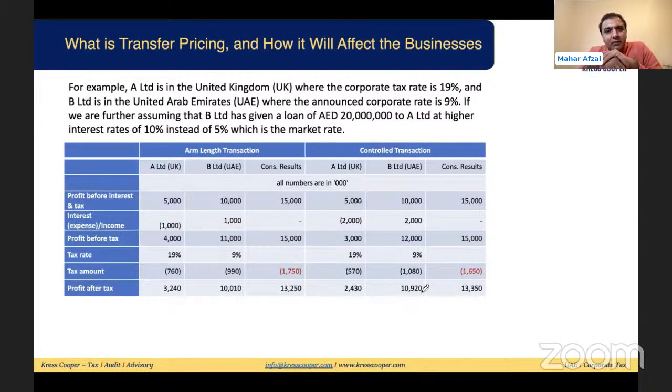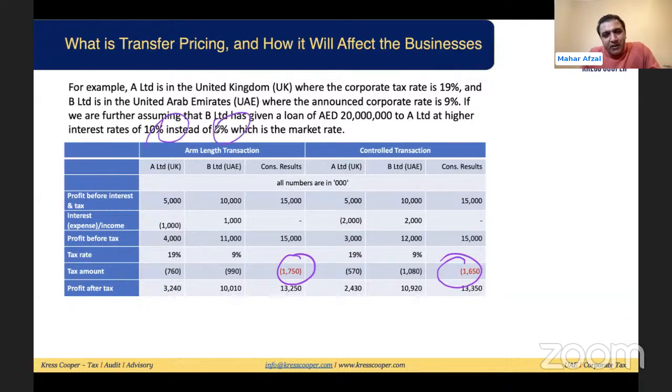I think you all have gone through this example, and as Faiza has mentioned, in the controlled transaction the tax amount was 1,650, and in the uncontrolled arm's length transaction the tax amount was 1,750. What was the reason for this? The reason was the UAE entity had given a loan of 20 million dirham to the UK entity at 10% instead of 5%, which was the market rate.